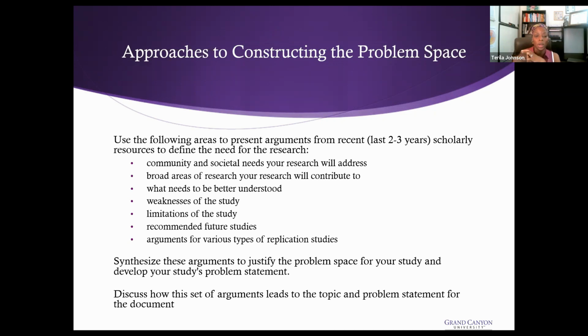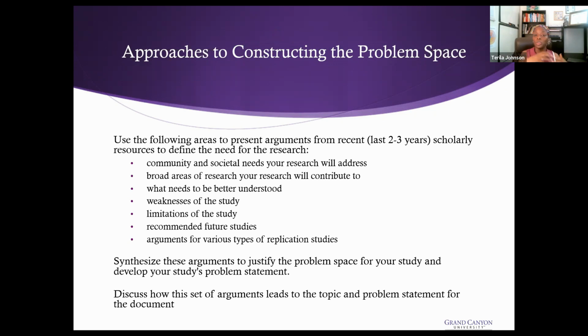And then the easiest one is recommended future studies. So this is looking at recommendations for future research. That's the easiest one to do. And then arguments for various types of replication studies. So maybe these authors actually said that this needs to be looked at again, but in a different context. So when you're looking at these different areas under these bullet points, a problem space can be constructed using several of those, right? But in using several of those, they have to logically connect to each other, okay? So that is a good way to construct a problem space.